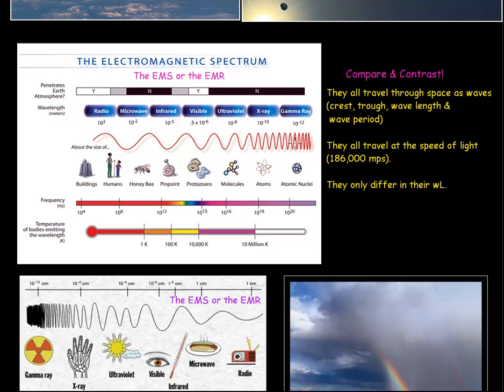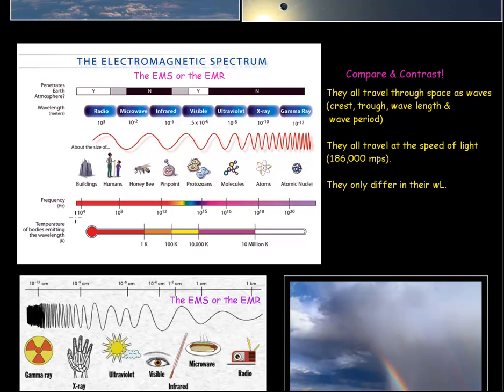Gamma ray is really bad stuff, smaller than the atomic nuclei of an atom. They can go right through an atom, they can go right through a planet, they could go right through you. They get a little bit bigger, atomic size, molecule size, protozoan size, pinpoint of a needle, honeybee, human, building. They can even get as big as the Earth. So these waves can get really huge.